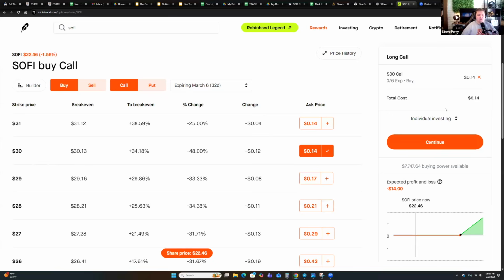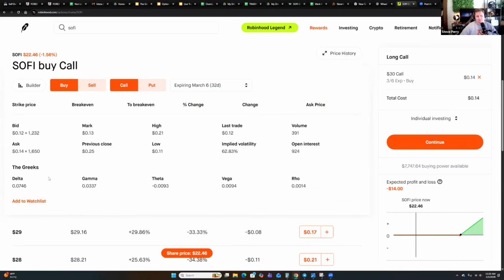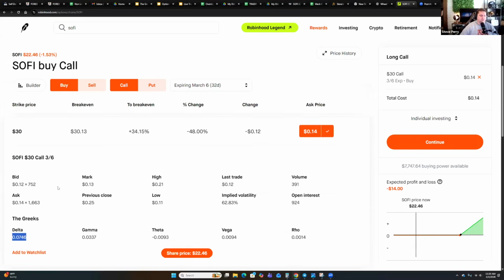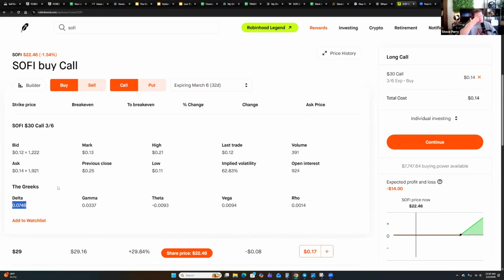Very unlikely. You want to know how unlikely that is? If you click on this, here's the delta right here. It has a 7% chance of expiring in the money. So that means it has a 93% chance of being unsuccessful. That means it will expire out of the money and it won't be worthwhile to you.